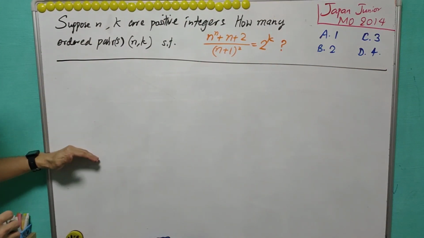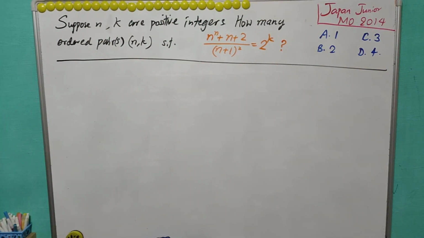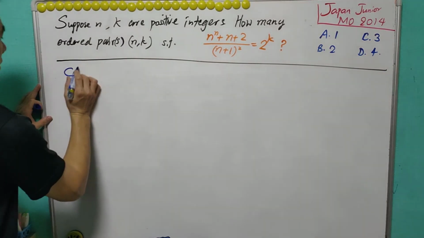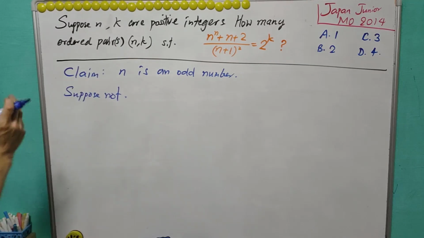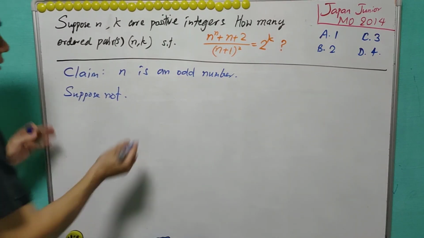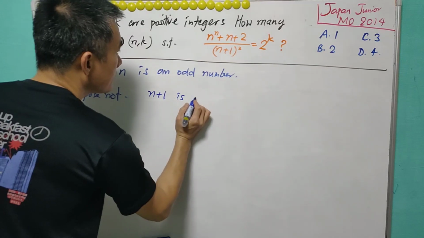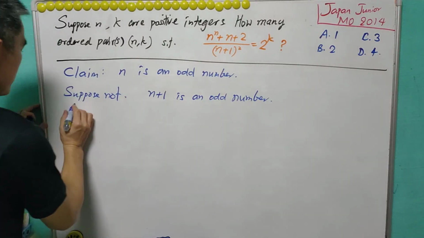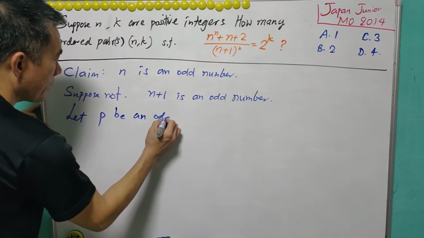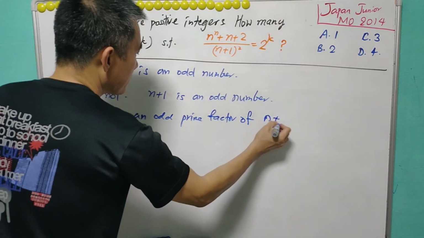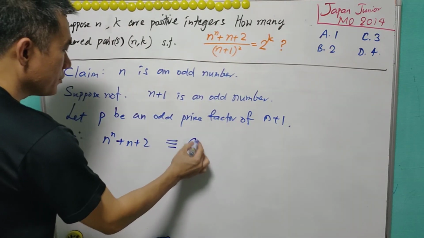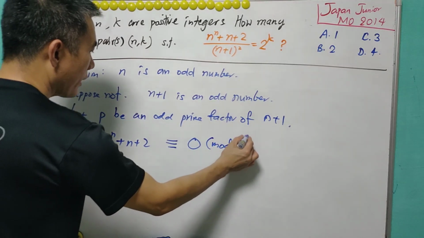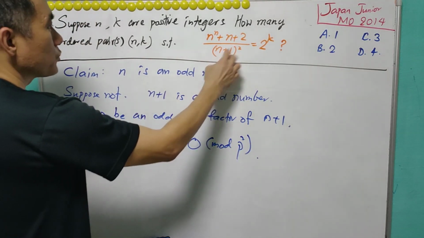We will have a few steps to solve this question. The first step is I want to show that n is an odd number. So I make a first claim: n is an odd number. Suppose not, then n is an even number and n plus 1 is an odd number. So I will let p be an odd prime factor of n plus 1. And hence, n to the power of n plus 2 must be congruent to 0 mod p squared, because that is n plus 1 squared.